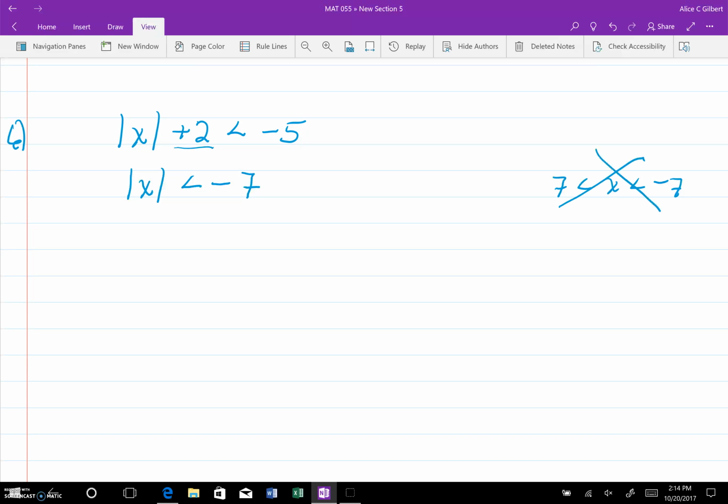let's think about this. Remember the definition of absolute value? The distance a number is from 0 on the number line, and distance cannot be negative. So what this is asking is whatever x is going to be less than negative 7. That means this is not possible. Think about it.